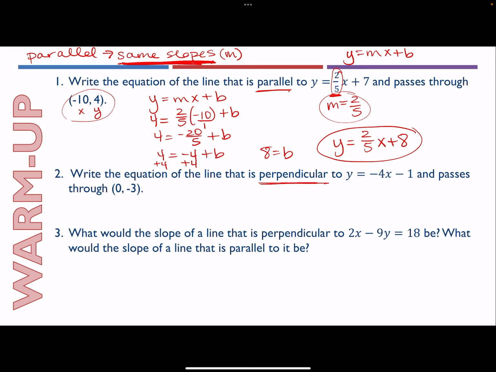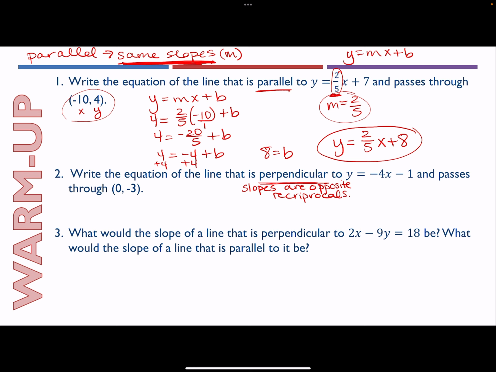Perpendicular lines, their slopes are opposite reciprocals. Remember, that means you change the sign and then you flip the fraction. That's what an opposite reciprocal is.